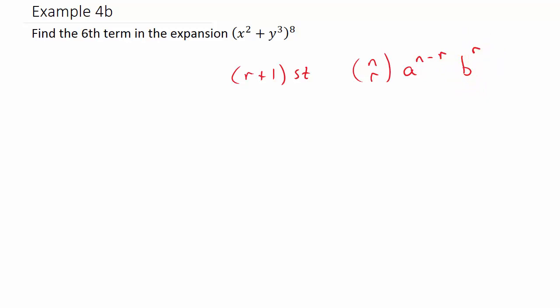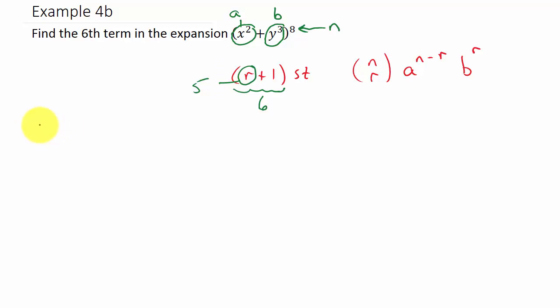Okay, so in this particular case, a is x squared, there's b, y cubed, there's n, and we're looking for the sixth term. So remember, this is the term we're looking for. The r plus 1 is 6. So what plus 1 is 6? Well, that tells us that r is 5. Okay, so let's plug everything in.